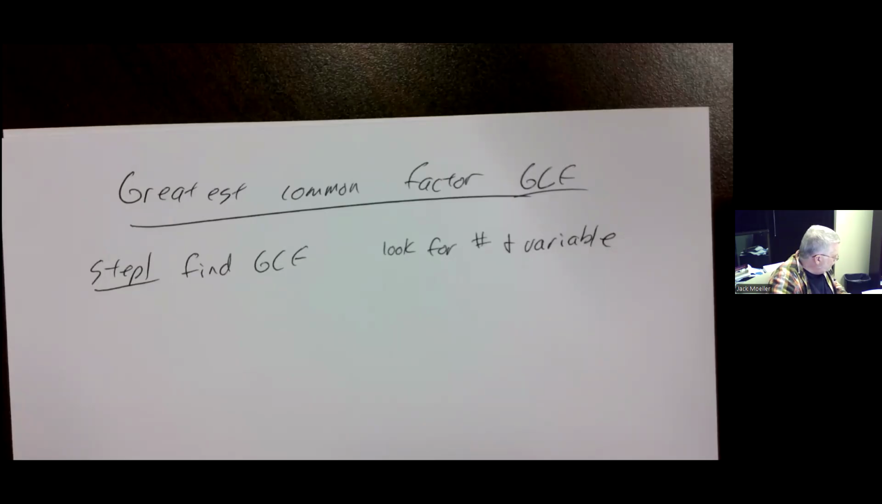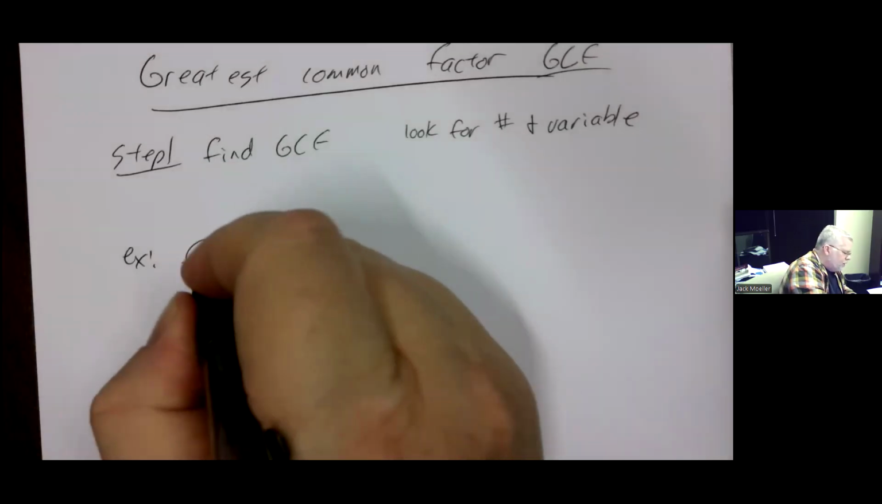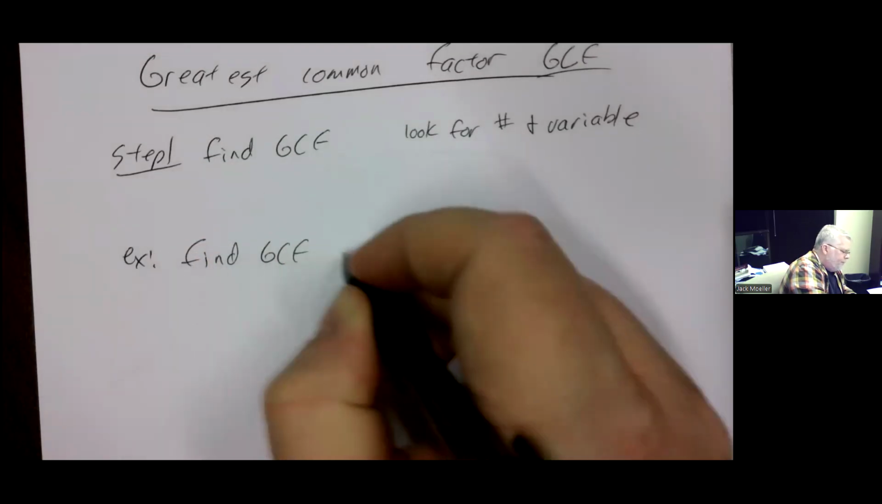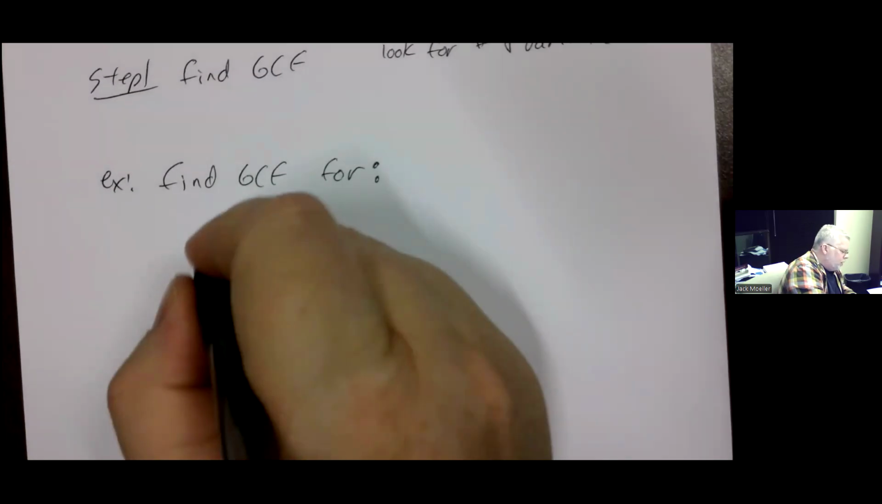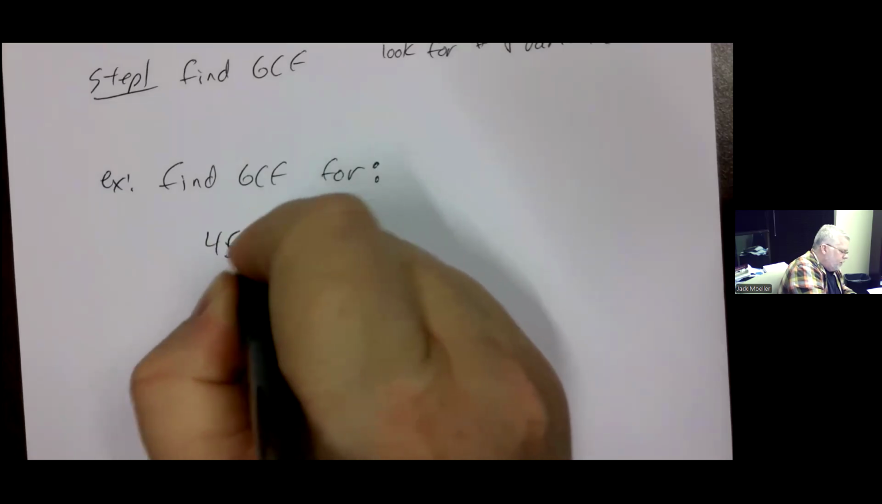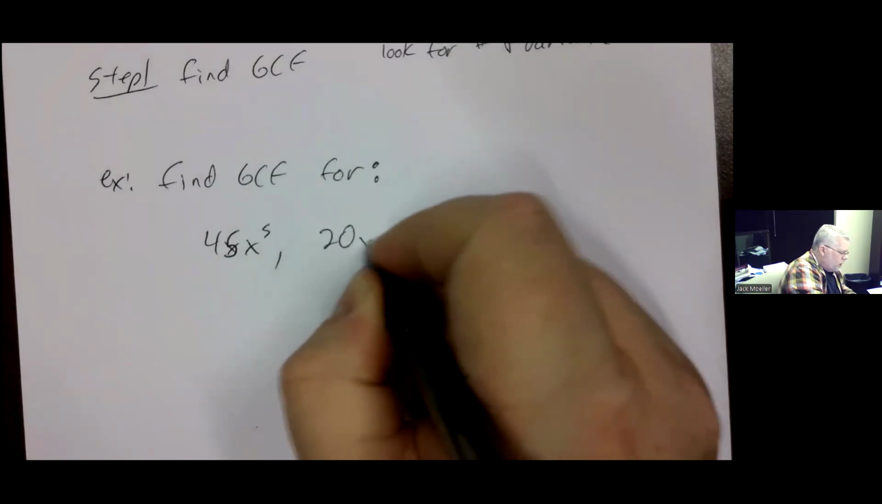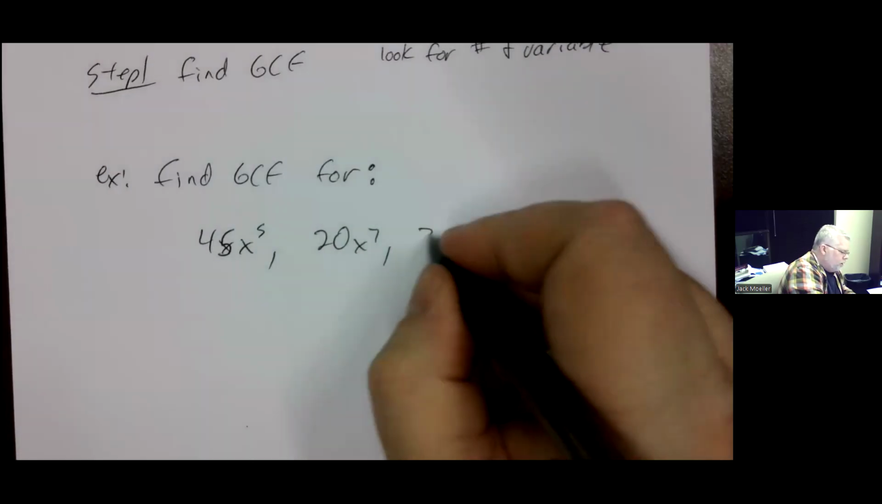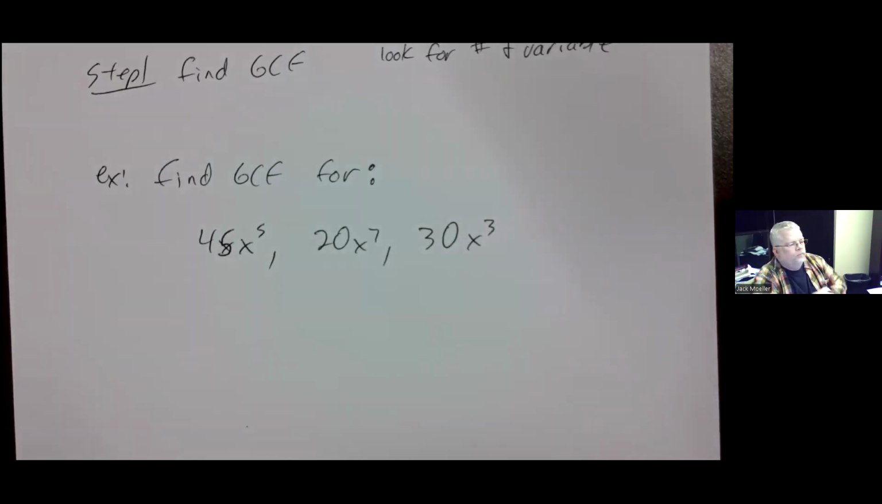Let's see, which one do I want to do? Well, I'll make my own example and then we'll do something from the book. So let's just find the GCF. I'm going to give you three terms: 45 x to the fifth, 20 x to the seventh, and 30 x to the third. Let's just find the GCF first.